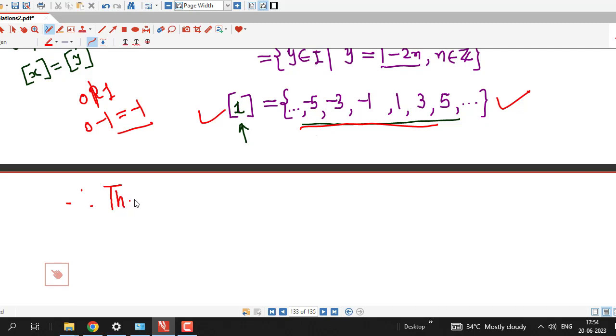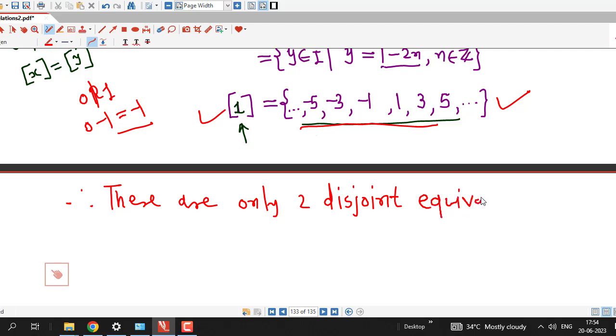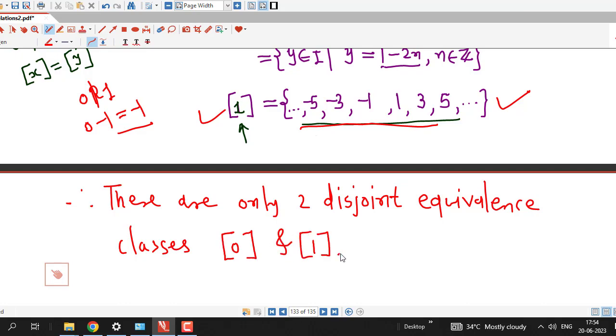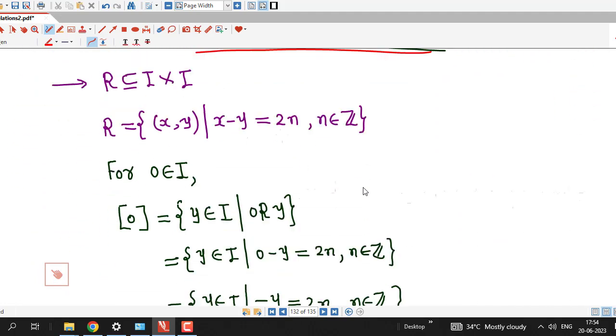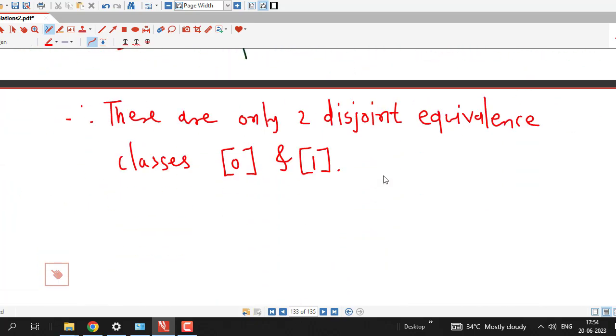Therefore, there are only two disjoint equivalence classes generated by 0 and 1. So this is the final answer to our question. Find the disjoint equivalence classes, and we obtained only 2 disjoint equivalence classes.